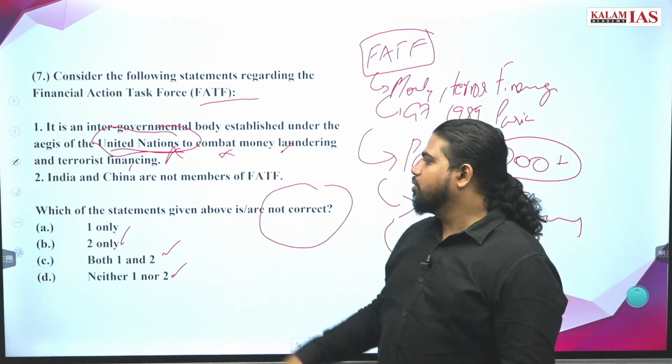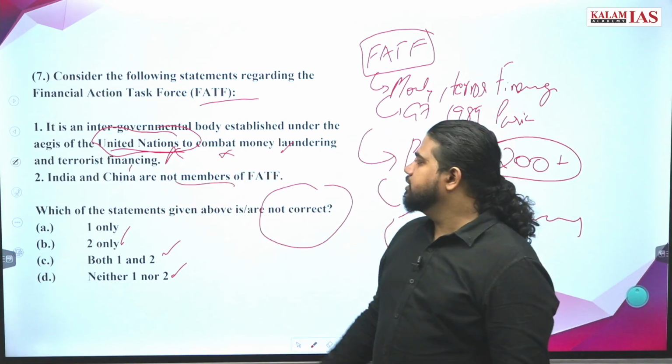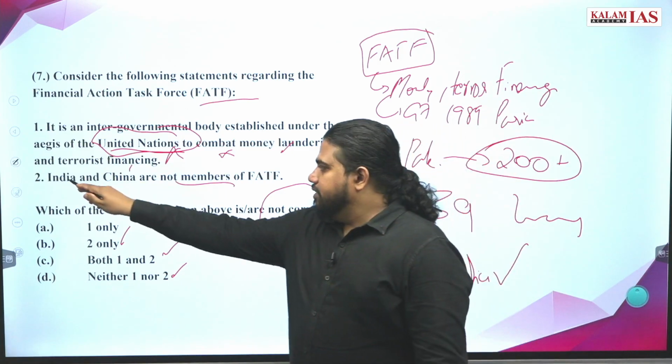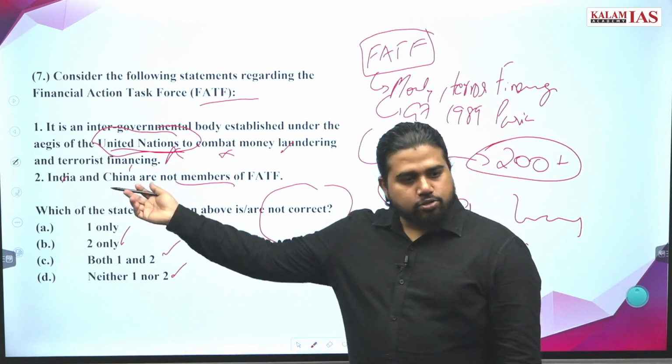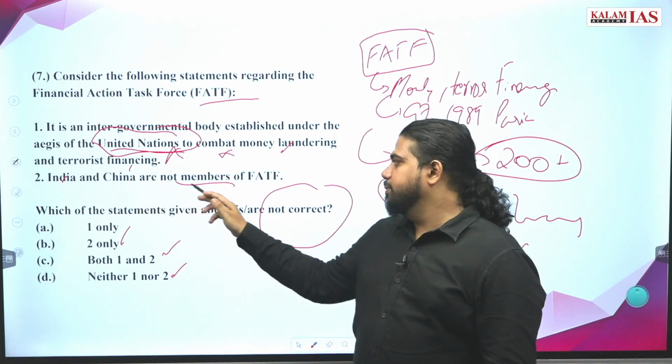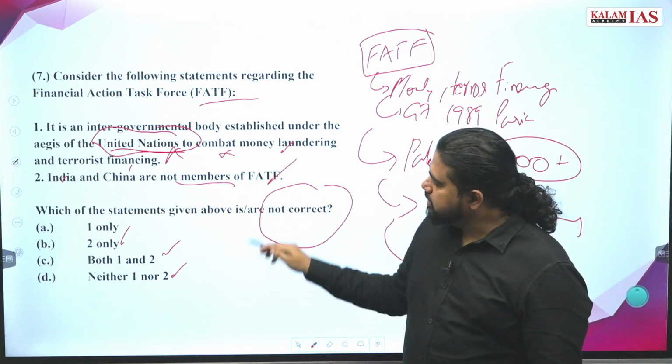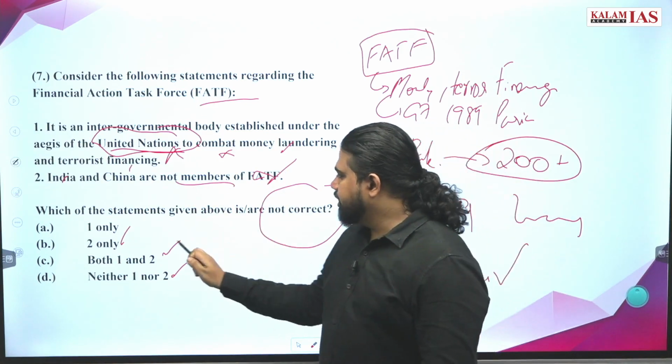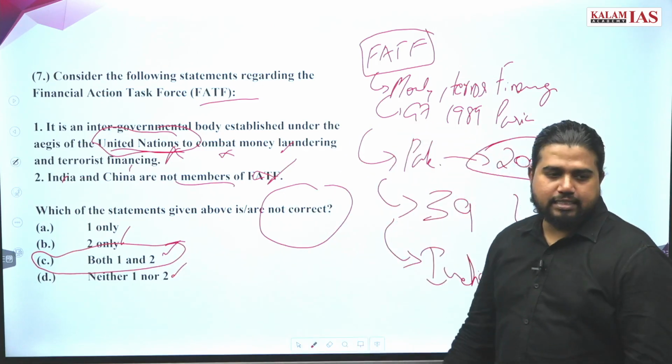The first statement is wrong. India and China are not members of this. India, we know already, is a member of this. China is also a member of FATF. Both these countries are members of FATF. So this statement is also wrong. Not correct means both the statements are not correct. C is the answer.